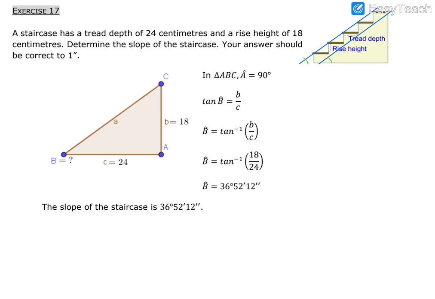So we're going to do that, and you notice that it's going to be the tangent again, because we have the rise height, we have the tread depth, and we're looking for this angle B. 36 degrees, 52 minutes, and 12 seconds.